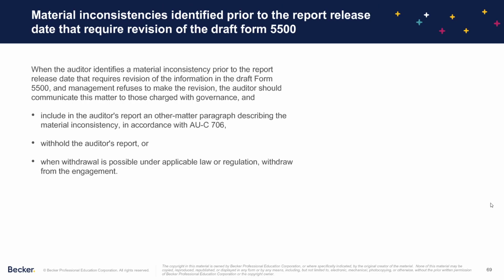When you identify a material inconsistency prior to the report release date that requires revision of the Form 5500 and management will not make the revision, obviously we start with those charged with governance. We then would also include in the auditor's report an other matter paragraph describing the inconsistency under AUC Section 706. We could also withhold the audit report, or if we're allowed to, we might even consider withdrawal. So if there's a material inconsistency prior to the report release date and they refuse to make those changes, then one of the potential options here is to just withdraw.